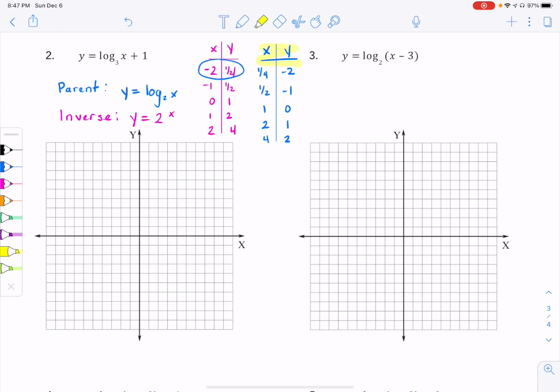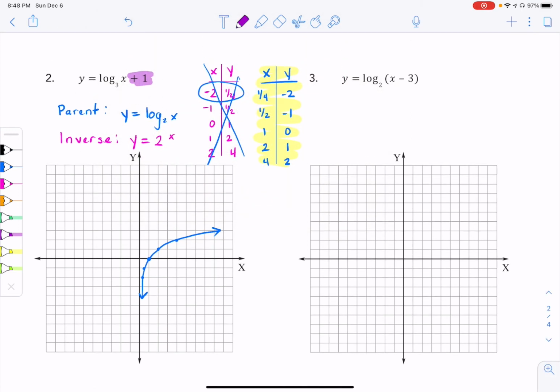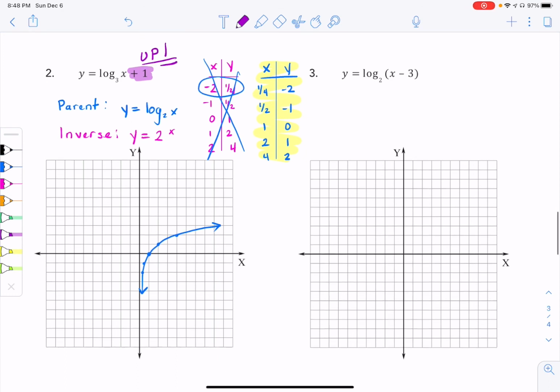And now I'm going to graph these: 1/4, -2, 1/2, -1, 1, 0, 2, 1, 4, 2. Here's your parent graph. Okay, but wait, we're not done yet, because this graph actually indicates that we're shifting to the right 1 unit. Oh, I said that wrong. We're actually shifting up 1 unit. There's no parentheses, so shift up 1 unit. That means every point shifts up 1 unit.